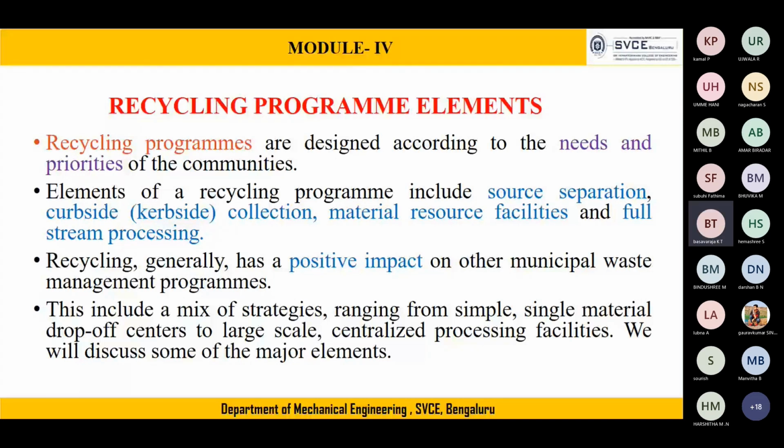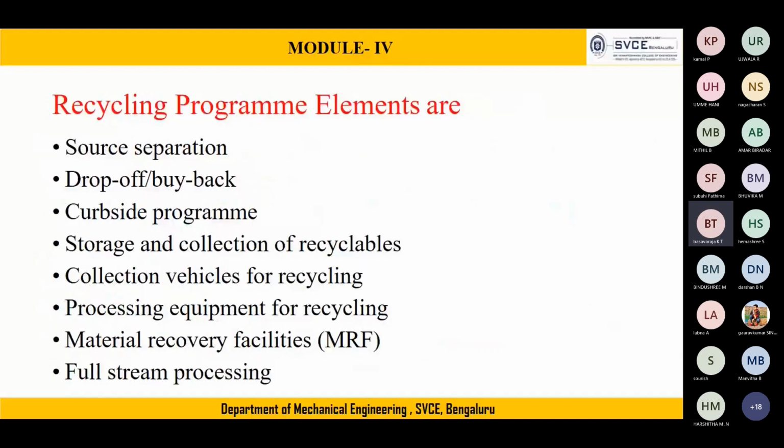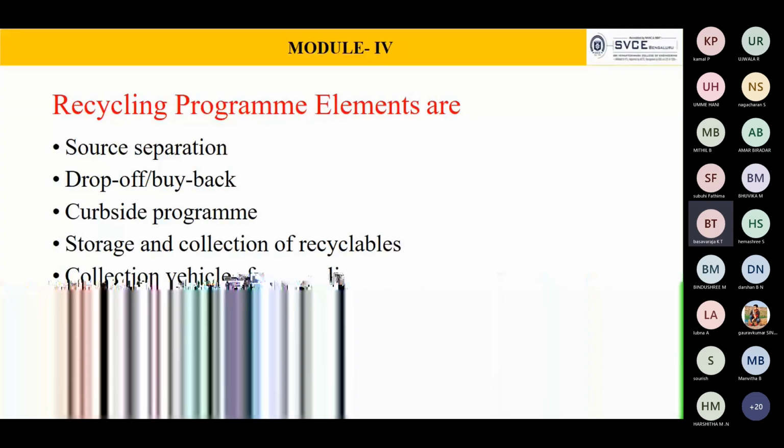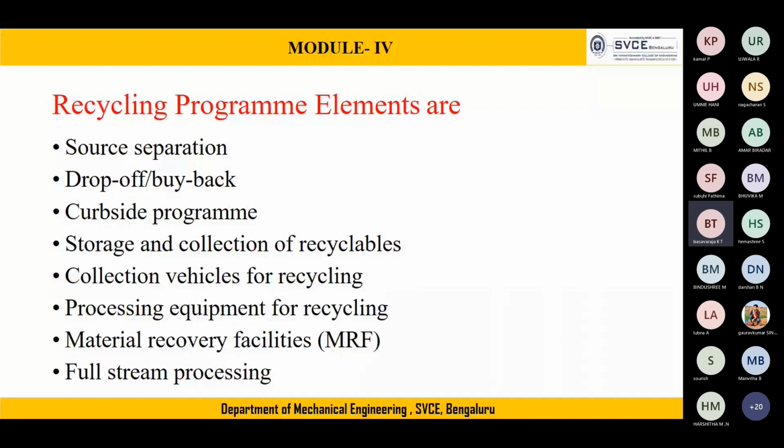Recycling program elements are source separation, drop-off, buyback, curbside program, storage and collection of recyclables, collection vehicle for recycling, processing equipment for recycling, material recovery facility or MRF, and full stream processing. These are the elements used for the recycling program.